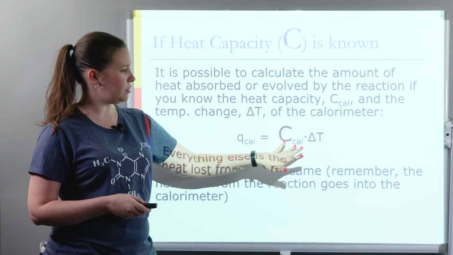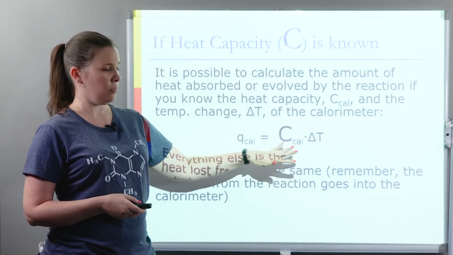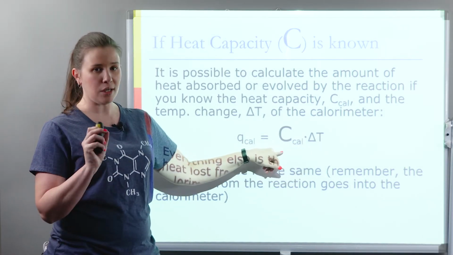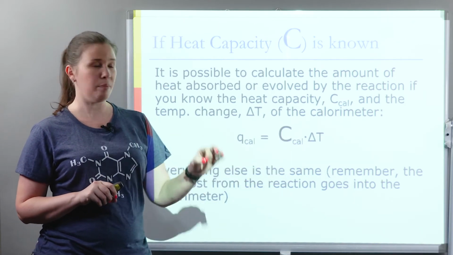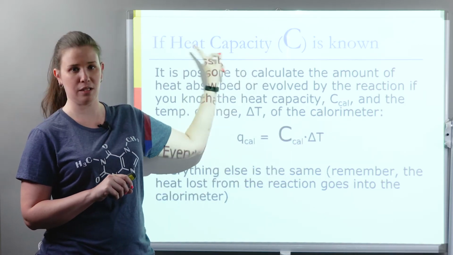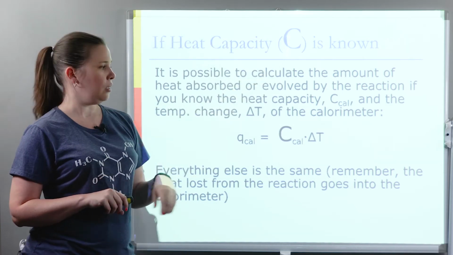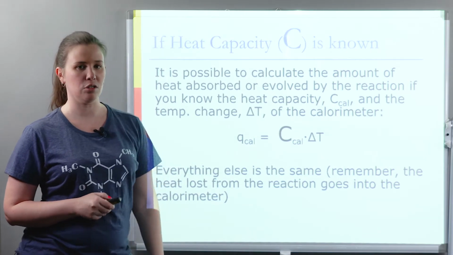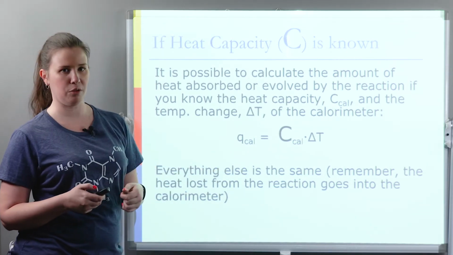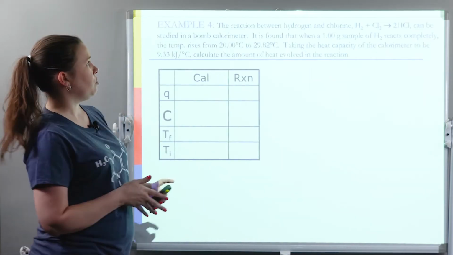Instead of Q = mcΔT with the lowercase c, the m and c for just water is replaced by capital C, representing the heat capacity as opposed to specific heat. Heat capacity, capital C, is for the entire calorimeter, and you're just going to need to multiply that by your change in temperature to get your heat of the calorimeter. So let's look at one of these types of problems.